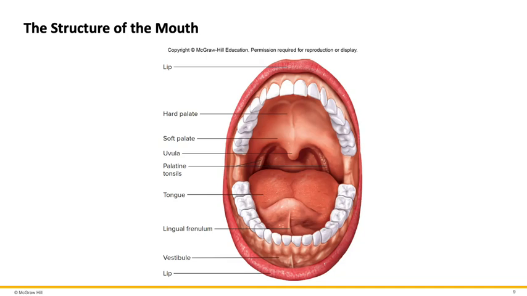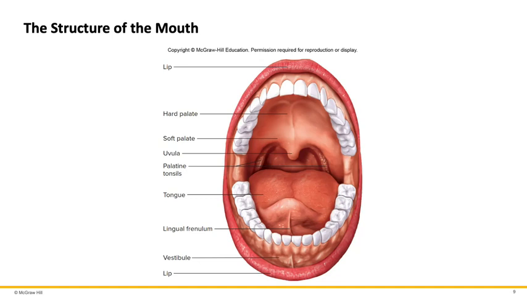The mouth is composed of two chambers: the oral cavity, which is a chamber that extends from the teeth or gums all the way to the back, called the pharynx, and the vestibule, which is a narrow space between the teeth, cheeks, and lips. The mouth is surrounded by the cheeks, lips, tongue, and palate.